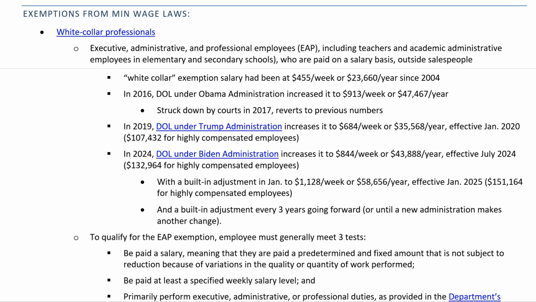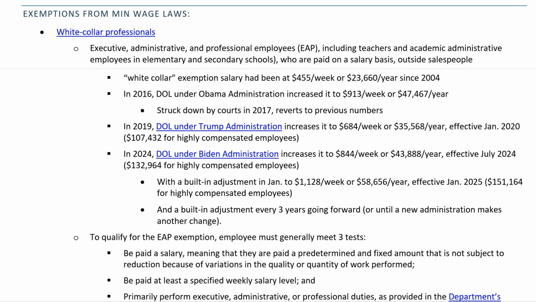And then it's supposed to also change every 3 years going forward to try to keep up with inflation. At least that's the idea. So they try to set this rule that would make it automatically adjust every 3 years. Now, of course, this could all go away if a new administration comes in and says, no, we don't like that. We're going to change it to something else.